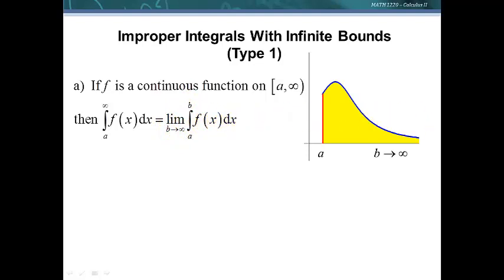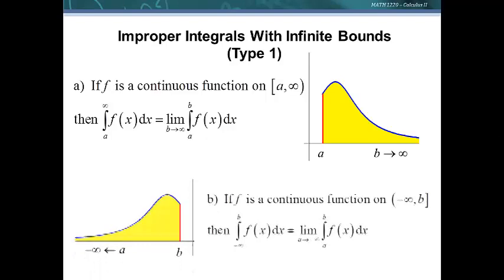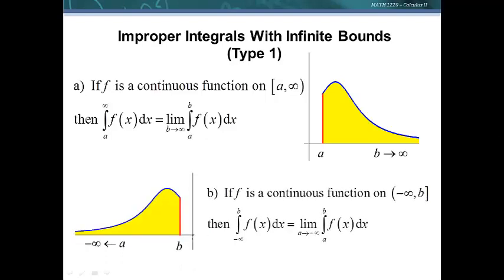Now we can do an analogous thing on the other side. If we looked at a continuous function on the interval from negative infinity up to and including b, then to compute the integral from negative infinity to b, we would replace the negative infinity with a and take the limit as a approaches negative infinity, and we would see if this limit exists. And if the limit exists, then we would have this finite value.